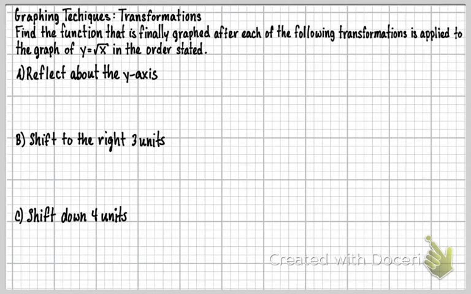Find the function that is finally graphed after each of the following transformations is applied to the graph of y equals square root of x in the order stated. So that simply means as I attach a transformation to it, I keep going in combination with the other ones prior to it. So in the end, I'll have all three of those together and the function that represents all three of those transformations from the y equals square root of x.